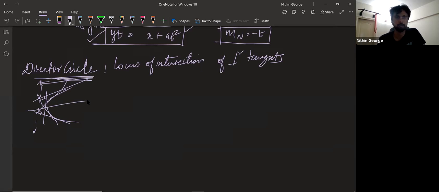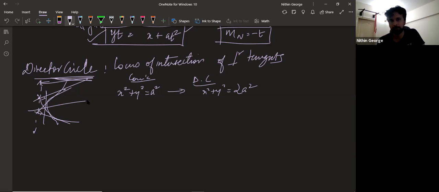It applies to all conics. For a circle, x square plus y square equal to a square, what is the director's circle? It will be x square plus y square equal to 2a square. I showed you, right? The diagonal of a square will be root 2 into a, and that will be the radius of the next circle. So for a circle, it will be like this.